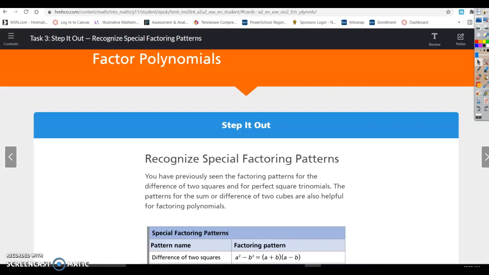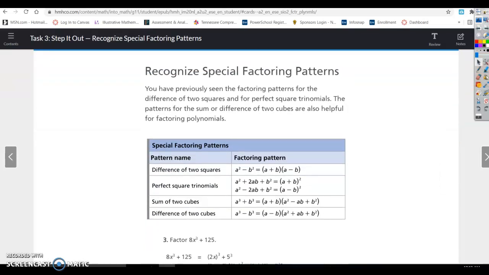All right, we're on 4.4, task 3. So we are factoring polynomials. All right, so it says recognize special factoring patterns. You have previously seen the factoring patterns for the difference of two squares and for perfect square trinomials. The patterns for the sum or difference of two cubes are also helpful for factoring polynomials.